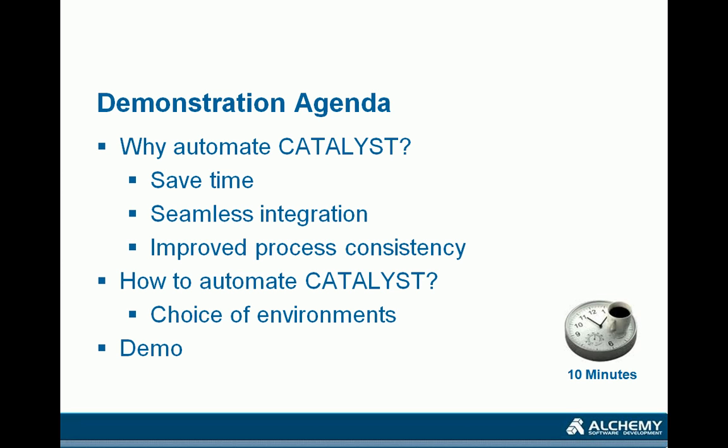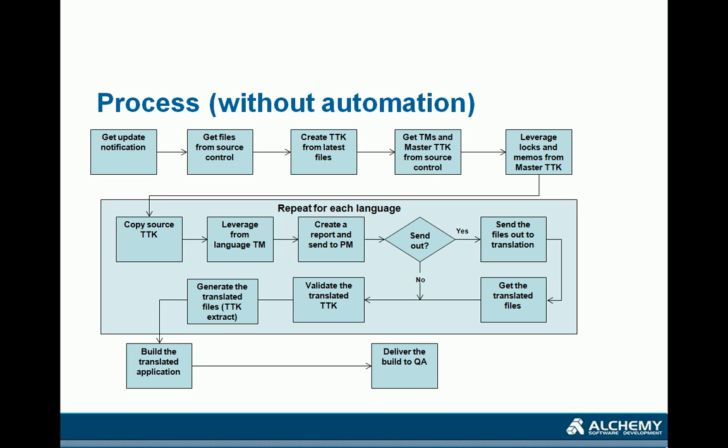So I think when we talk about automation, we should really see exactly what the benefit is on a more practical level. So if we take a standard software update process, which you will have now on the screen, you will see that we get an update notification, and then we have to go over to the source control, get the files, download them, probably based on a tag or another marker. We'll then create a TTK based on those files we've just got from the source control, and we will then go into the international or language source control, where we will take the master TTK and probably the translation memories.